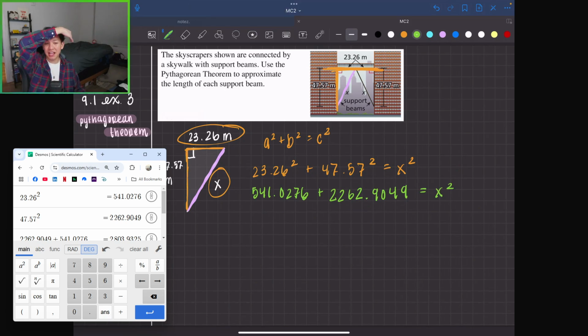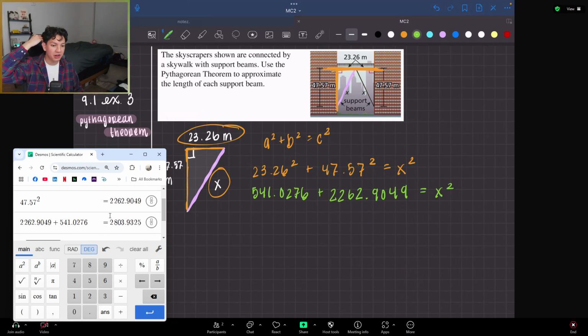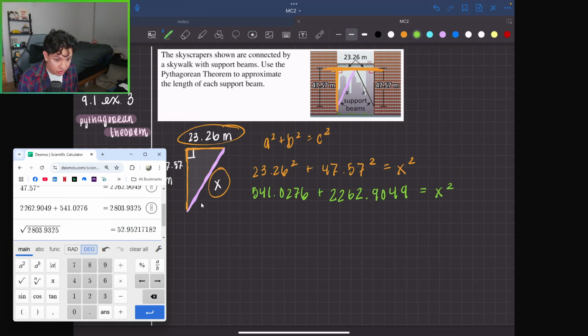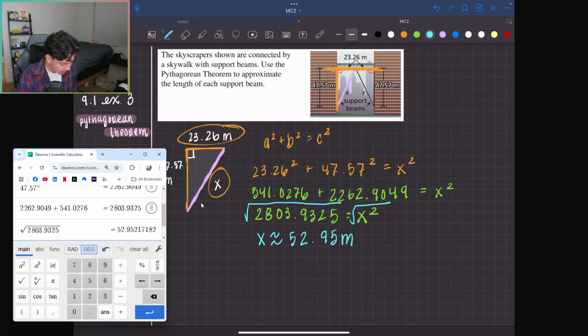We're trying to isolate the variable x here, but let's go ahead and combine these two values together. If we did that, it's going to become 2,803.9325 is going to equal x squared, but we don't want an x squared, we just want x by itself. So let's go ahead and just square root both sides. So what is x going to equal here? Well, it's going to approximate to about 52. I like two decimal places, so 52.95 meters.